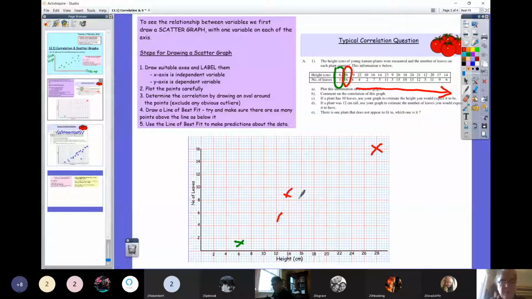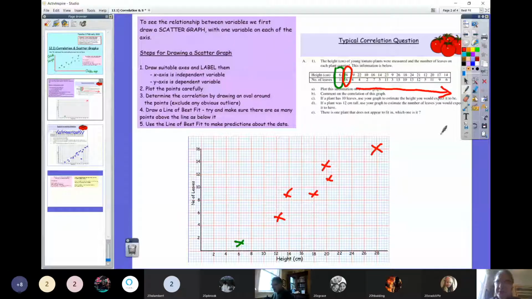Now, here it says in purple, we draw an oval around all the points, excluding any obvious outliers. So what we're saying here is you might get one point that is completely out of the ordinary, okay? And you wouldn't really want to let it affect your overall decision, okay? You might have somebody in junior school who's just really hugely tall, okay? So you just wouldn't really want to let it sway your overall decision making.